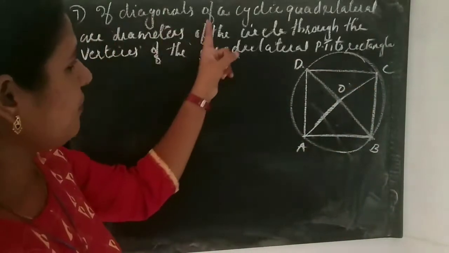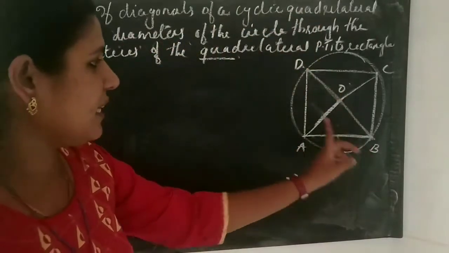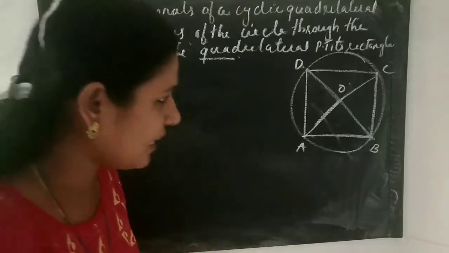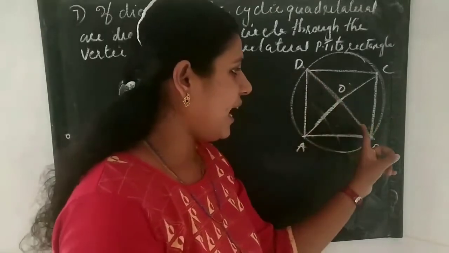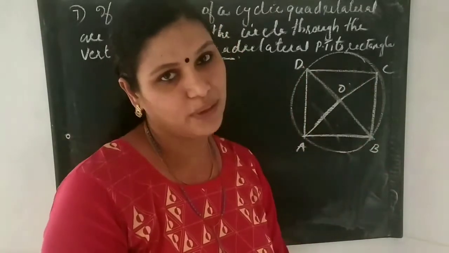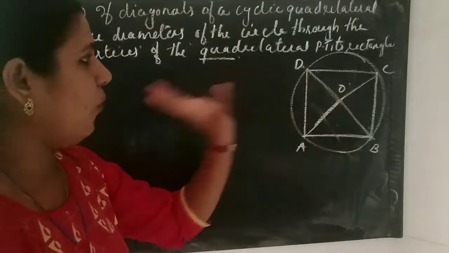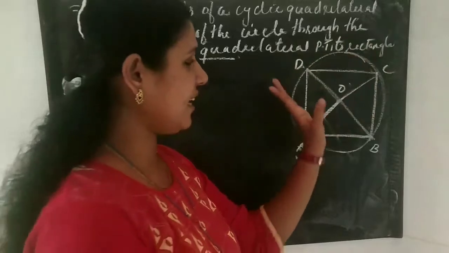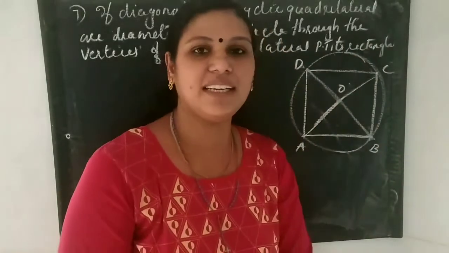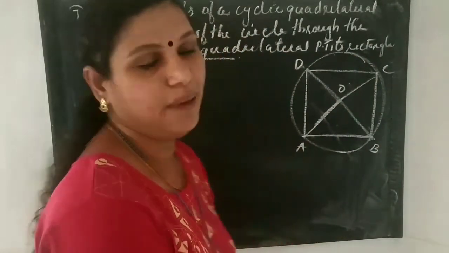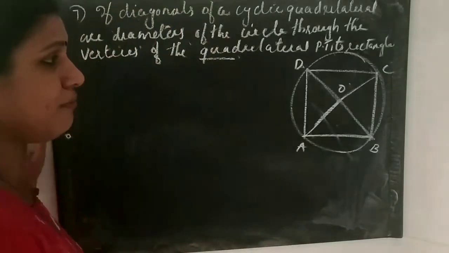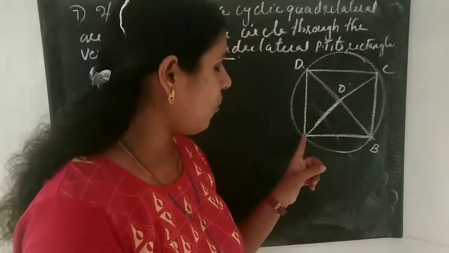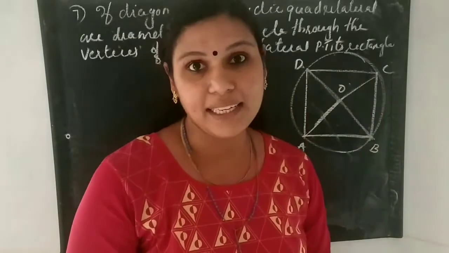If the diagonals of a cyclic quadrilateral are the diameters of the circle, here AC and BD are the diagonals of a cyclic quadrilateral, and also this AC and BD are the diameters of the circle with the center O. Then prove that it's a rectangle. Then we can prove that this cyclic quadrilateral is a rectangle. So how to prove this? If we prove this rectangle, all of its angles are 90 degree.